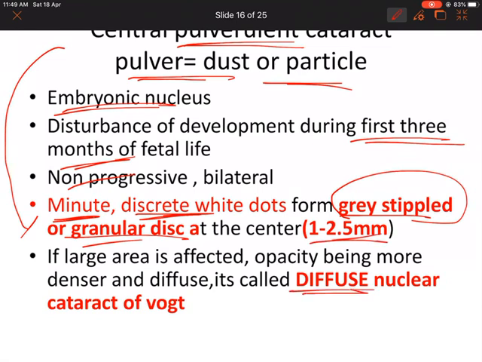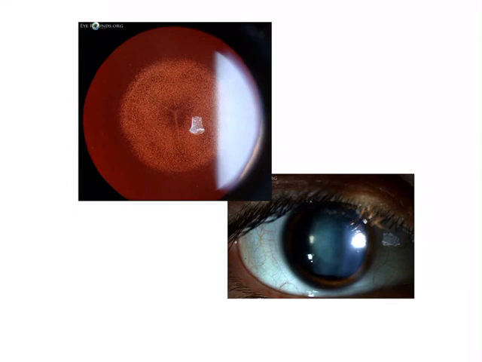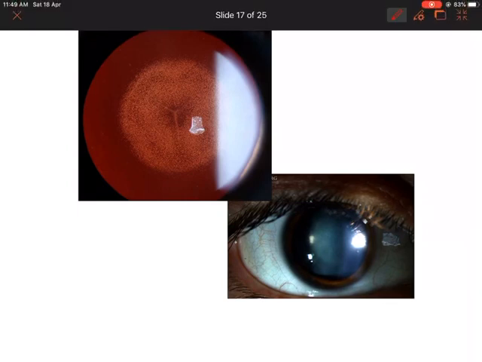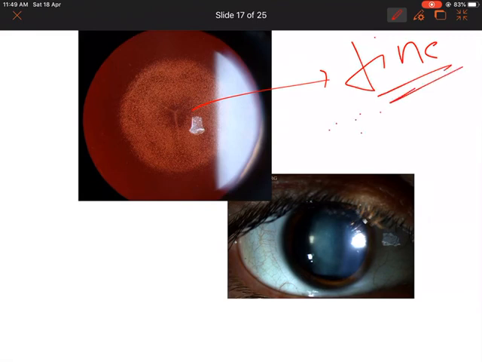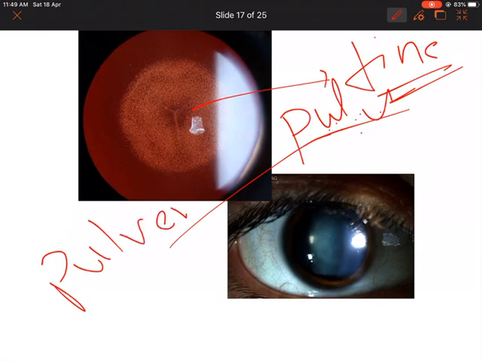If the same thing occurs diffusely, it's called diffuse nuclear cataract of Vogt. We'll try to appreciate that. You can see here in the nucleus fine opacities in the center of the nucleus, called pulverulent cataract. The word pulverization means pulverizing things into fine tiny particles. So it's called pulverulent cataract. Same thing you can appreciate here.